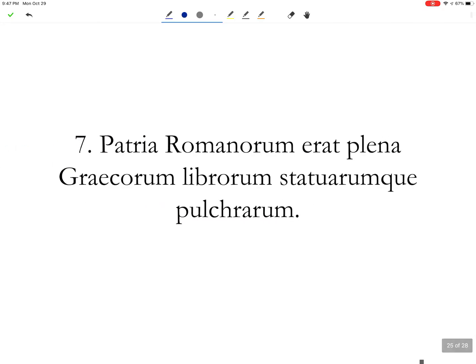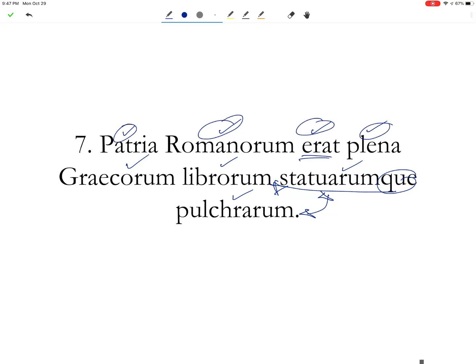7. Patria Romanorum erat plena Graecorum librorum statuarumque pulchrarum. Here's my verb, was. And if was is in the sentence, oftentimes we can maintain the same word order. The country of the Romans was full of Greek books. And, we'll bring that and in there because we want it here, and of statues beautiful. The only flip-flopping we need to do in this sentence is we would say of beautiful statues. The country of the Romans was full of Greek books and beautiful statues. How's that? Very little analysis there, but in some ways, I don't think it's necessary for the understanding of the sentence.